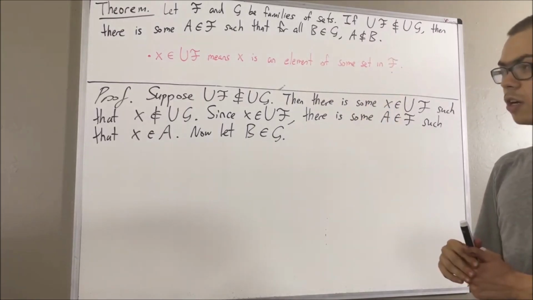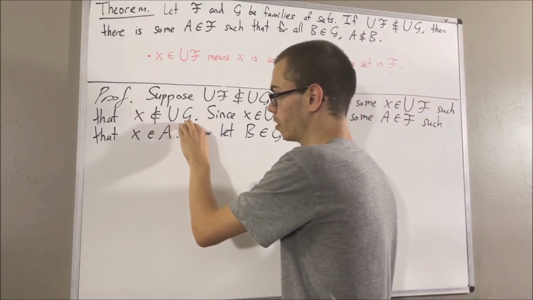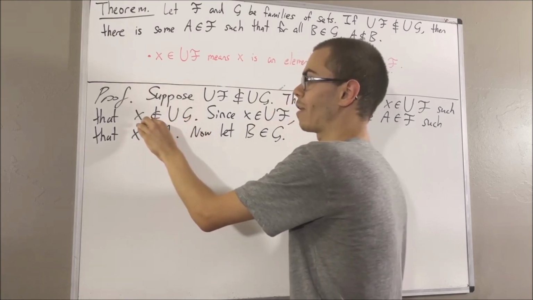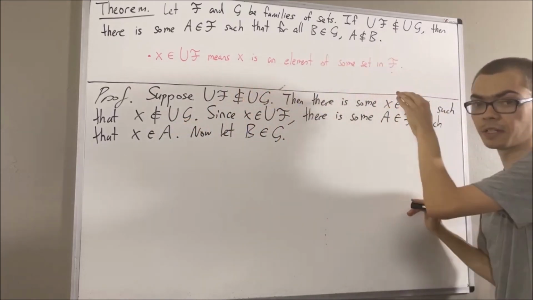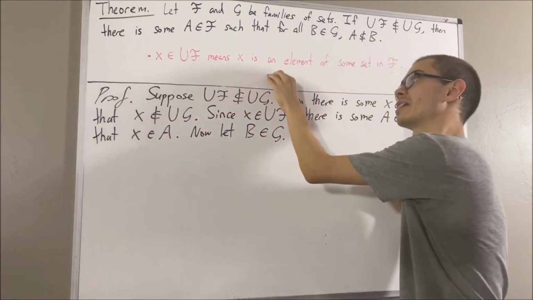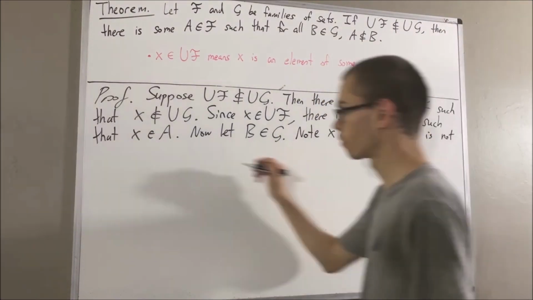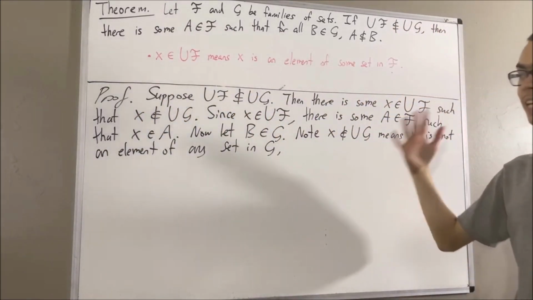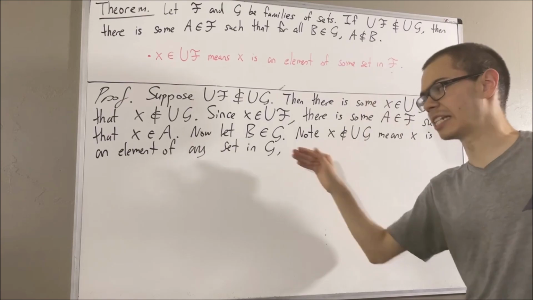Can we show that? Turns out, yes, because we know that X is not an element of the union of G. What does it mean for X to not be an element of the union of G? Well, we know what it means for X to be an element of the union of G. It means that X is an element of some set in G. So to say that X is not an element of the union of G means that X is not an element of any set in G. And since X is not an element of any set in G, well then in particular, since B is an element of G, we must have that X is not an element of B.